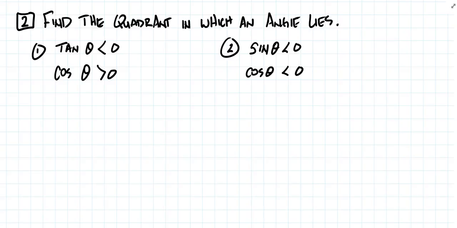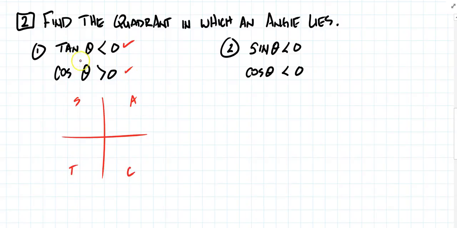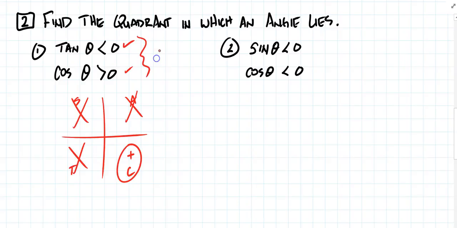Okay, box 2 is an example. It says find the quadrant in which the angle lies. The tangent is negative, but the cosine is positive. So I would say, okay, all students take calculus. Since the tangent is negative, I know it can't be quadrant number 1 and it can't be quadrant number 2. So that means either quadrant 2 or quadrant number 4. And since cosine is positive, it can't be quadrant number 2. So this angle is somewhere in quadrant number 4, my bad.